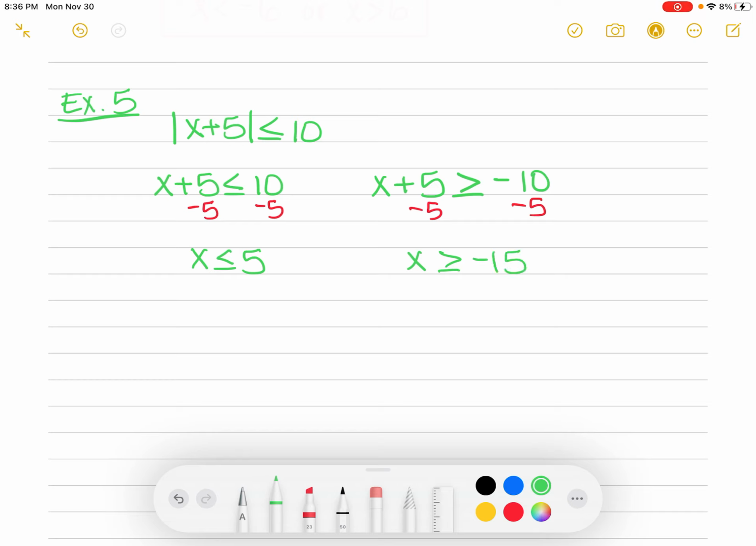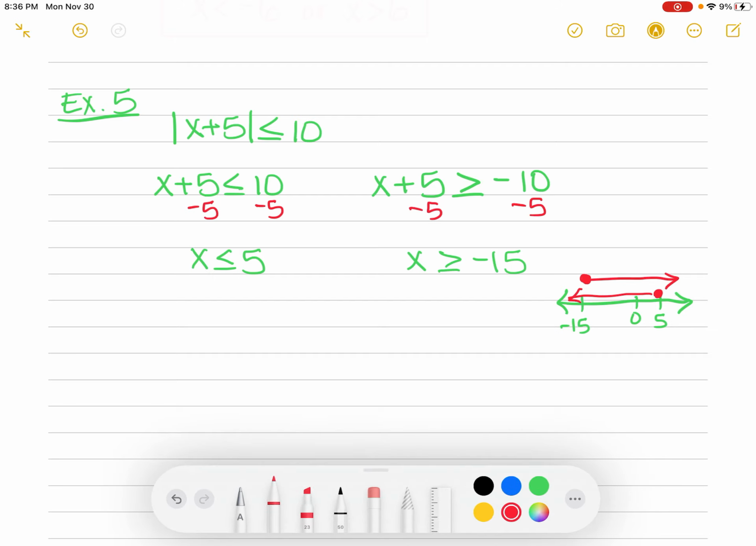Okay, now you can either do this in your head, or you could draw a quick little sketch. It doesn't have to be perfect. It could just look like this. I'm just putting the numbers where they would be on a graph. And then I'm going to do the first one, x is less than or equal to 5. So it would be like this. And then the next one is x is greater than or equal to negative 15. So it would look like that.